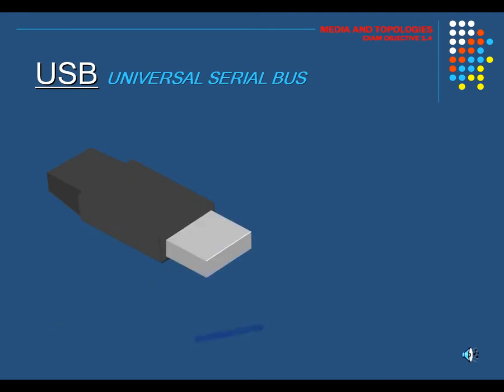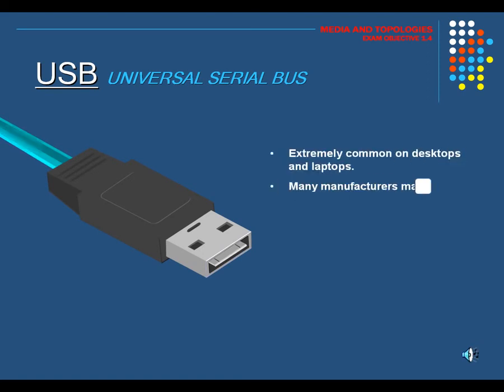This is the USB connector. The USB is very common on desktops and laptops. Many manufacturers make wireless network cards that plug into a USB port. The USB has two different connector types, Type A and Type B.